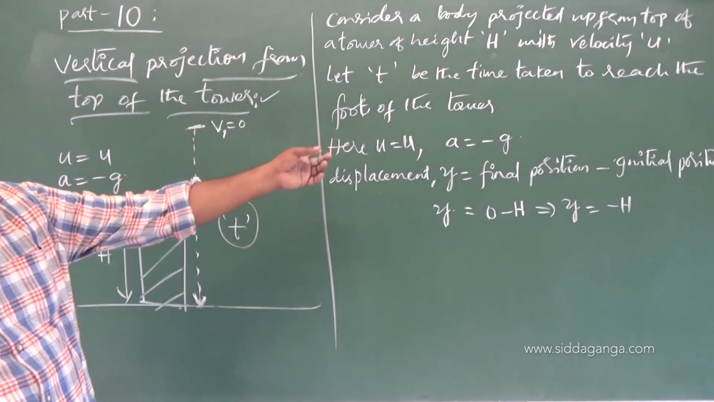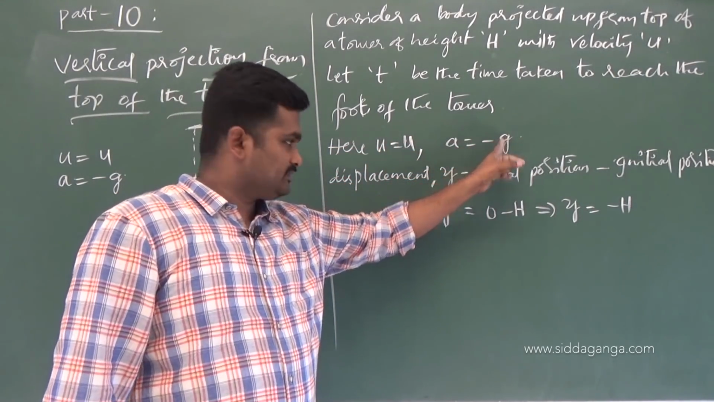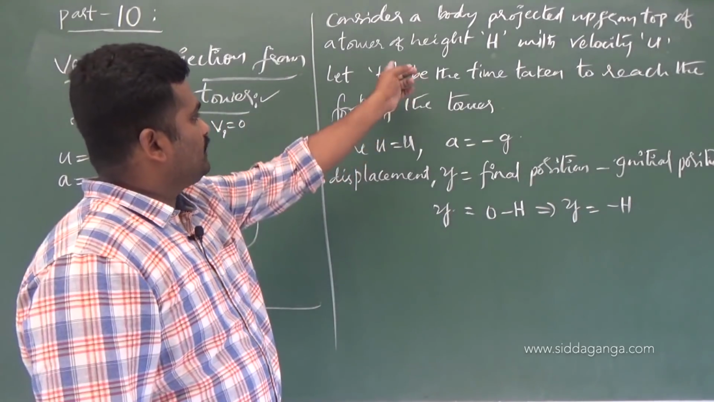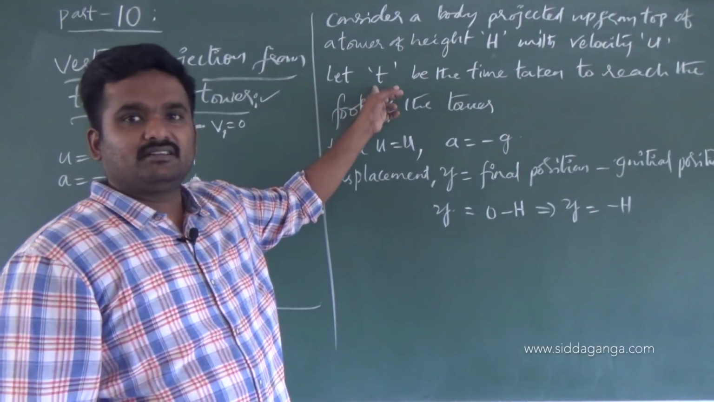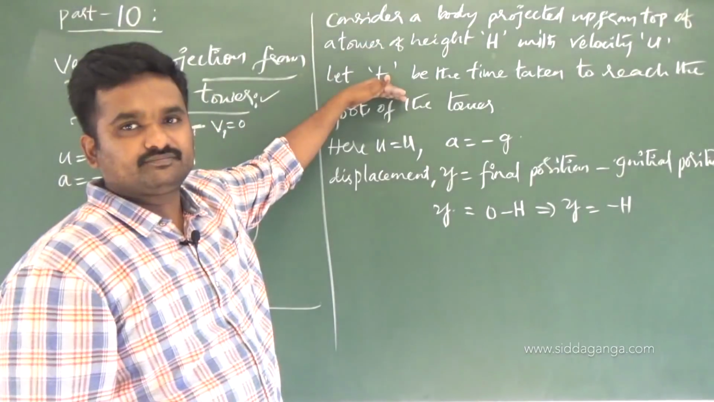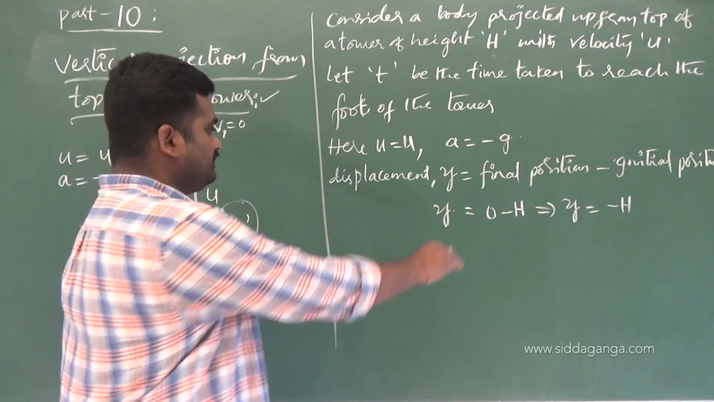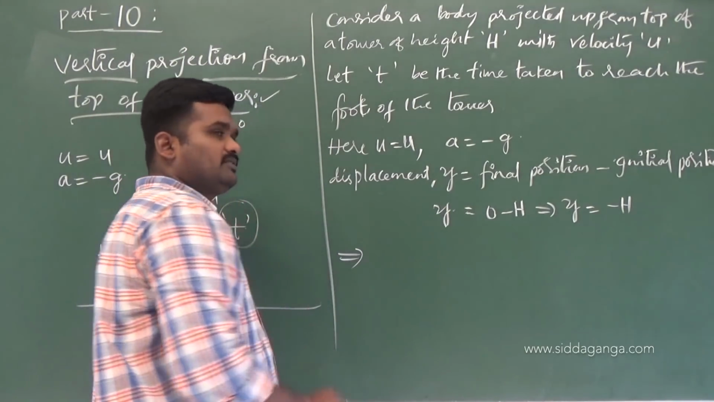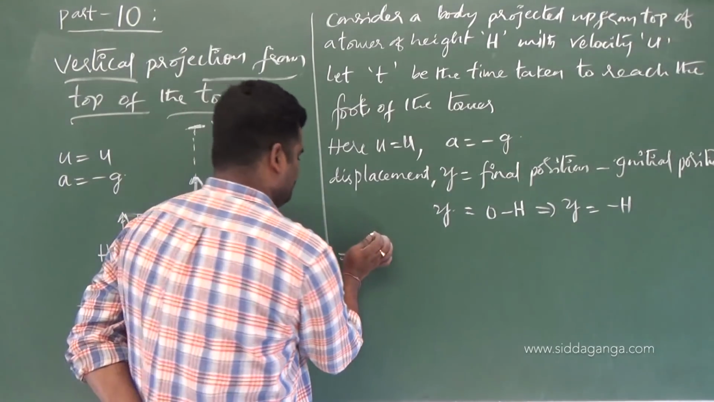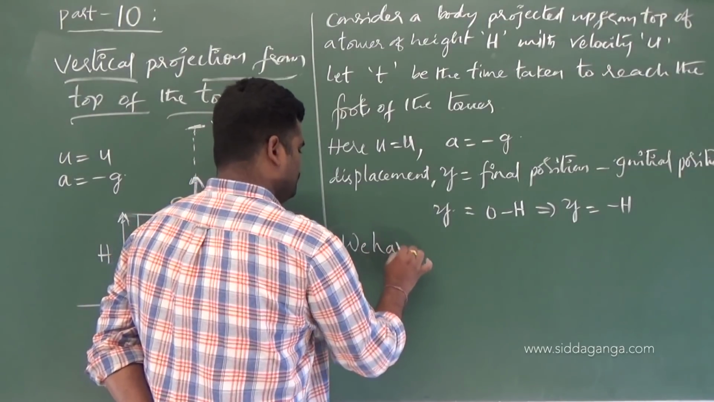See the parameters which I have taken. Velocity of projection u, acceleration minus g, and displacement is how much? Minus h. And what is the time it has taken to reach the ground? They have given t seconds. So if t is the time taken to reach the ground, then the equation of motion for a vertically projected body in terms of displacement and time, how to write? We have, I'll write, what do we have?